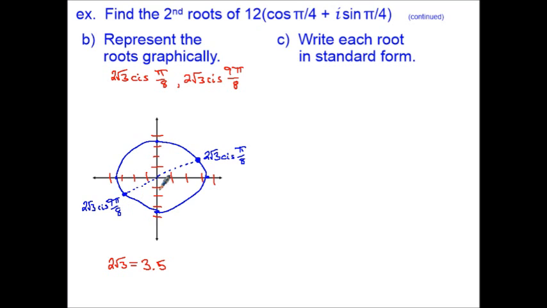So there's the graphical version of these. Notice how the 2 roots cut the circle into 2 even pieces. Coincidence? I think not. Alright, now moving on to write these in standard form, what we basically need to do is just work them out.